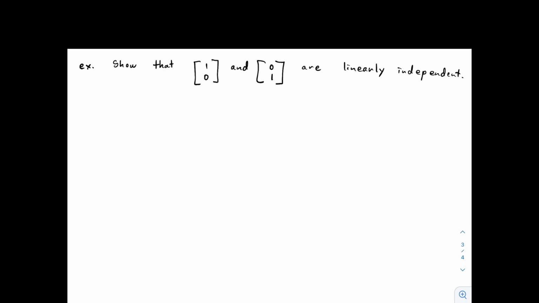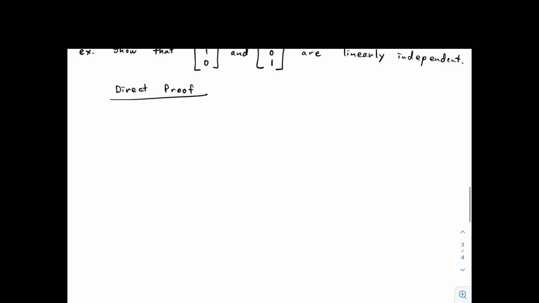The direct proof of this is rather straightforward, so let's start with the direct proof. And the direct proof is, let's start off with the vector (1, 0) is equal to some scalar multiple k times (0, 1). But k times (0, 1), scalar multiplication is done component-wise, so you can rewrite this as (0, k).